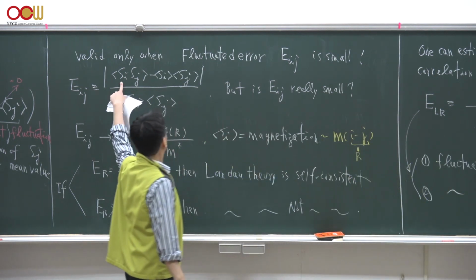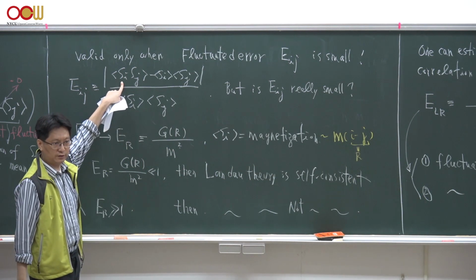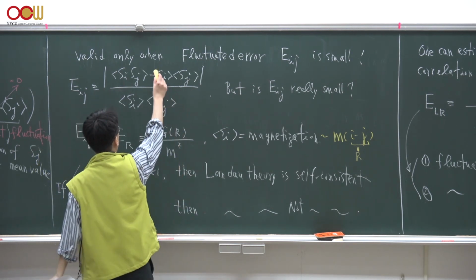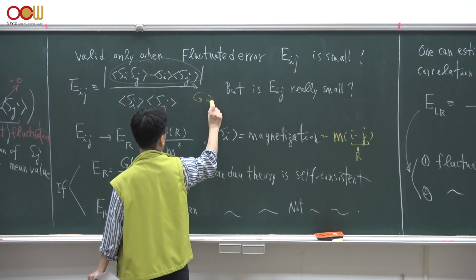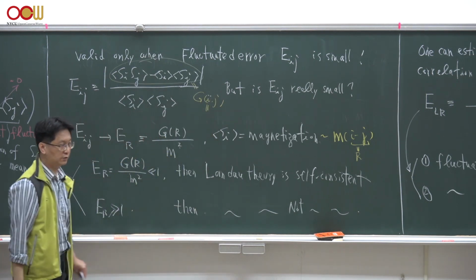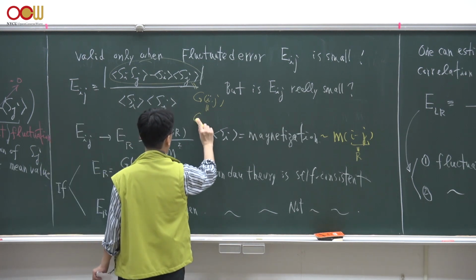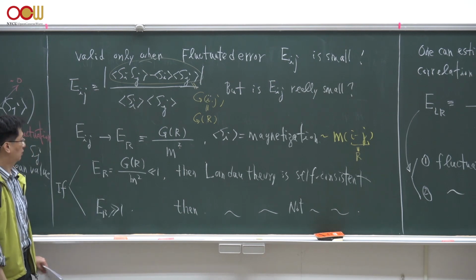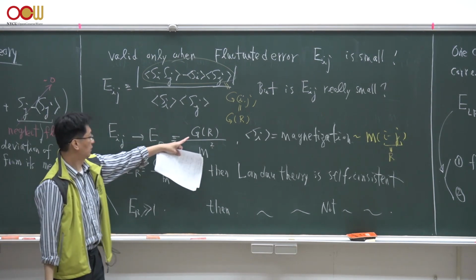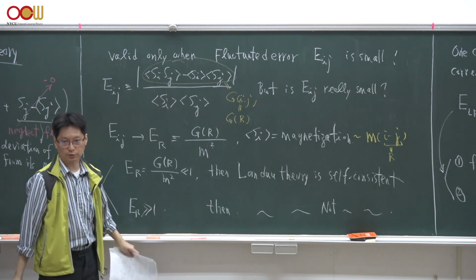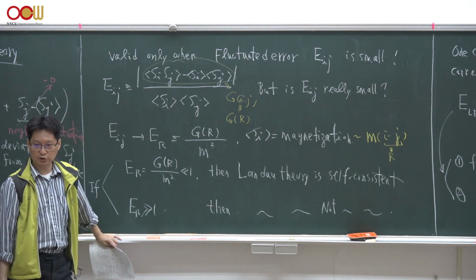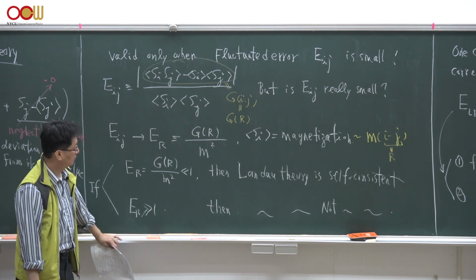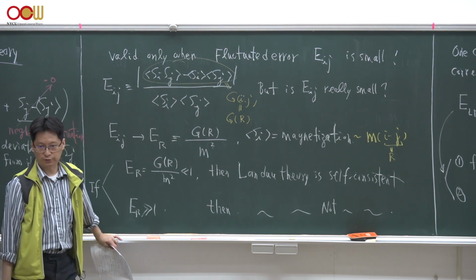The numerator here is nothing but the correlation function Gij, remember. But again, in a translationally invariant system, this Gij depends on the relative distance between i and j, which is what I call G of r. So then this error bar is nothing but G of r divided by m squared, because we assume that the magnetization is uniform across the lattice. So this m is just a uniform parameter.